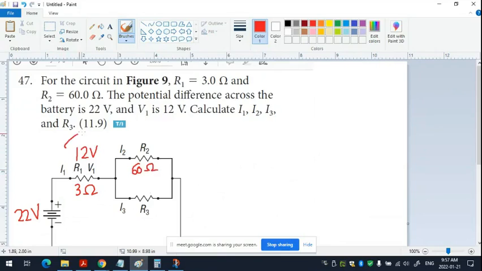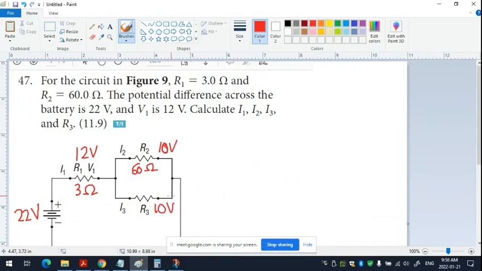Okay. If this is 12 and this is 22, how much is left from here to here, which is also going to be from here to here, and also what? So let's put 10 volts here. All right, 10 volts. What can I calculate now?